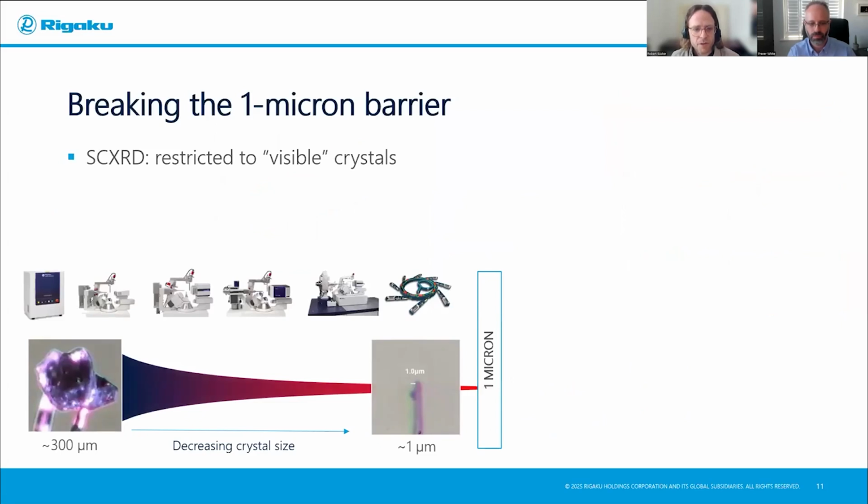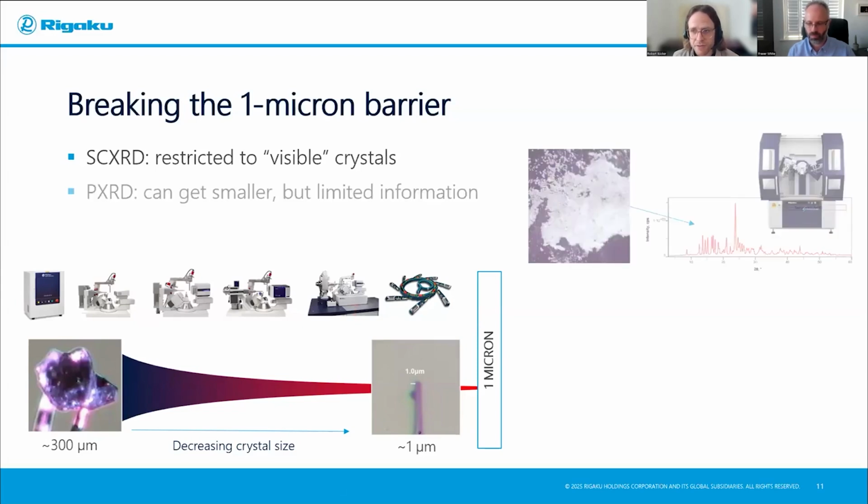So if we want to now see where electron diffraction stands within the context of other techniques, well, of course, we have to compare it to single crystal X-ray diffraction. And single crystal X-ray diffraction, just in general, is restricted to what I would call the visible crystals, so crystals that are larger than 1 micron. And once they get smaller, then even with synchrotrons, it'll be hard to extract useful signals from a single crystal.